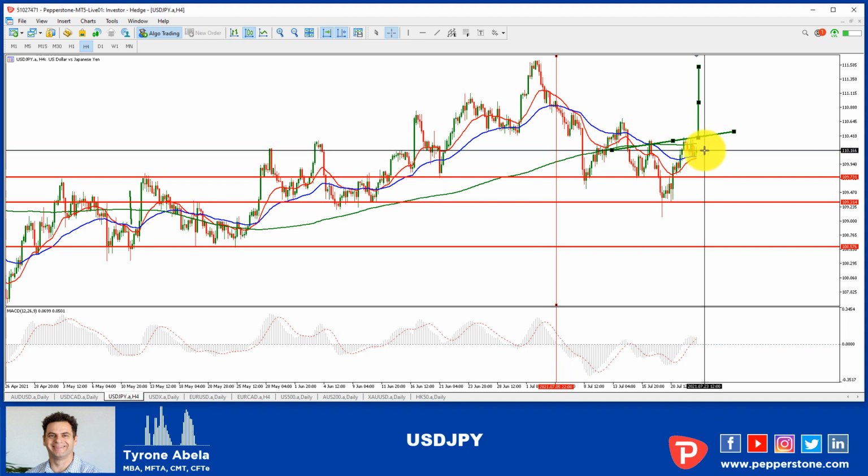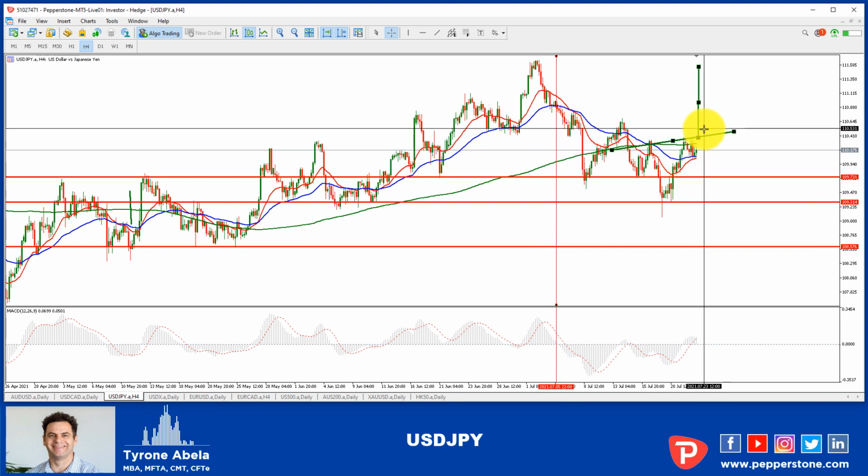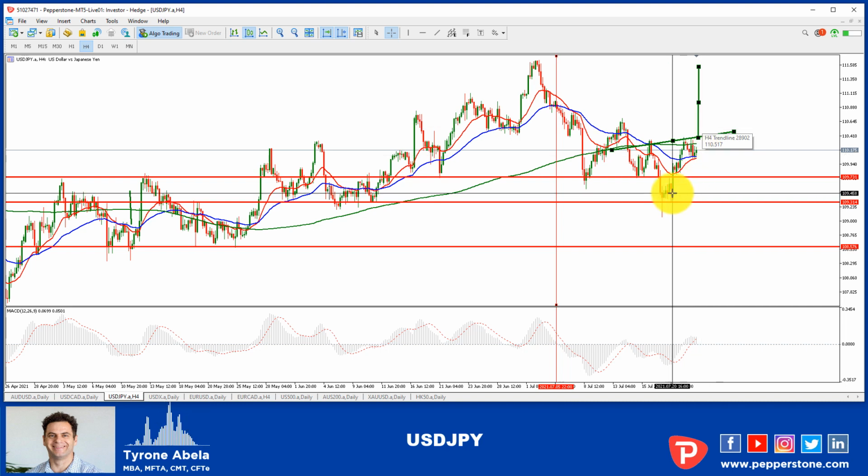So what we want to see, the only way we're going to do it, of course, is we're going to get a 4 hour close above the neckline here. So above the 110.50. If we get a 4 hour close above the 110.50, that makes that pattern valid.